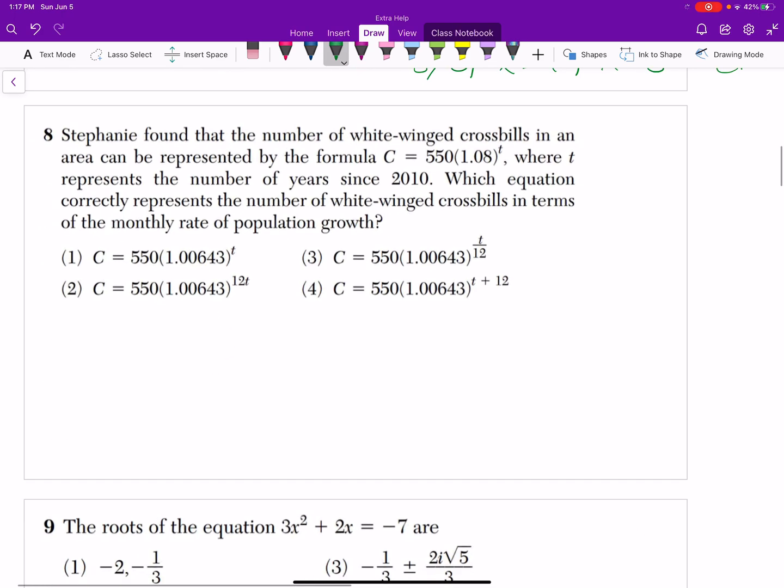Question 8. Stephanie found that the number of white-winged crossbills in an area can be represented by the formula C equals 550 times 1.08 to the t power, where t represents the number of years since 2010. Which equation correctly represents the number of white-winged crossbills in terms of the monthly rate of population growth?